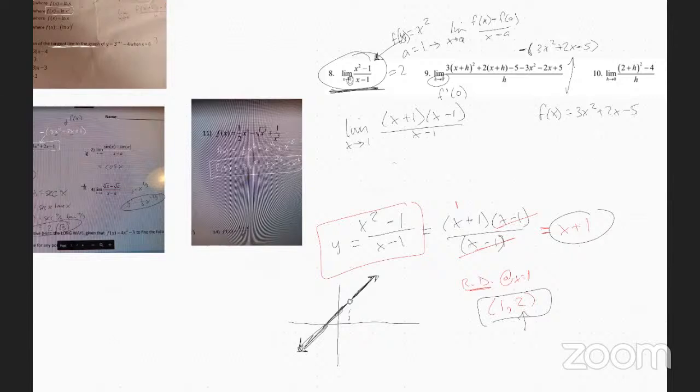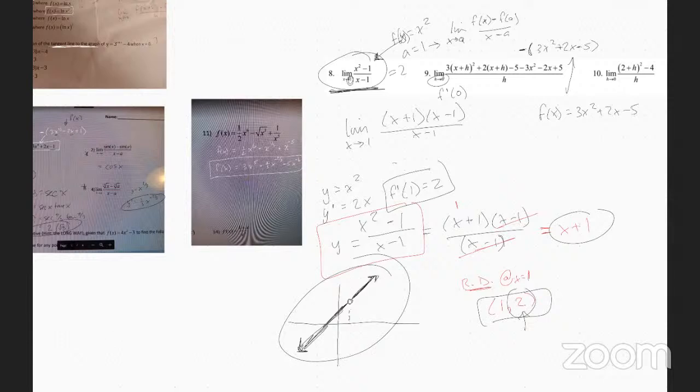The other way to do this problem is to say, what's the derivative of x squared? 2x. And what is f prime of 1? What's the derivative at 1? It's 2. They're doing basically the same thing, but they're using derivatives instead of rational functions for it.